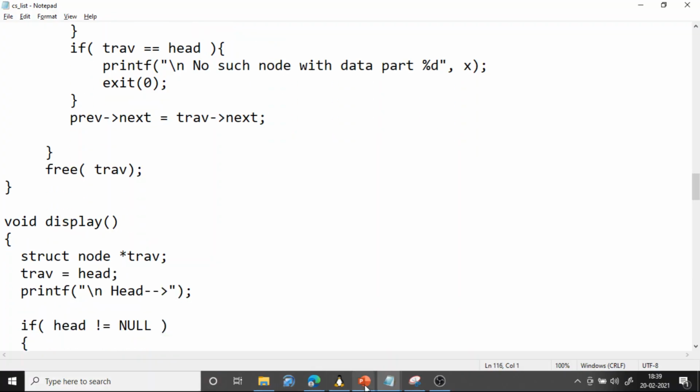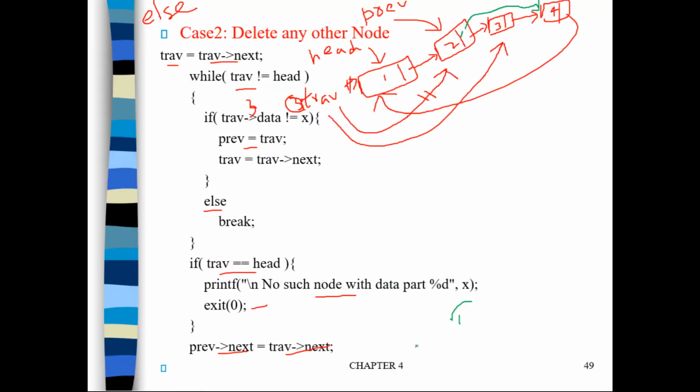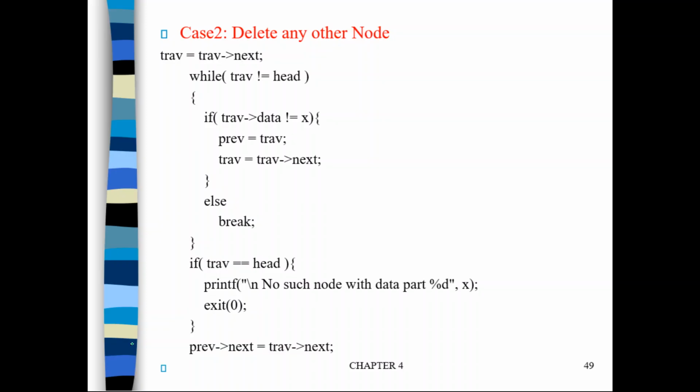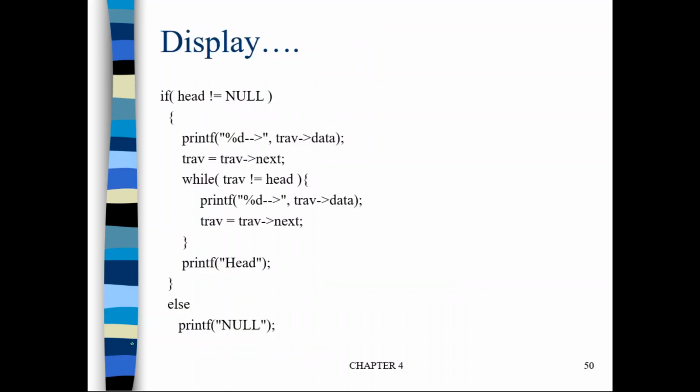Okay. So the next logic that we will be discussing is displaying the contents of a circular linked list. This is the core logic to display. You can display only if head is not equal to null. If head is equal to null, it means that the linked list is empty. Then you can just display head is equal to null. That's it. Otherwise, you do this.